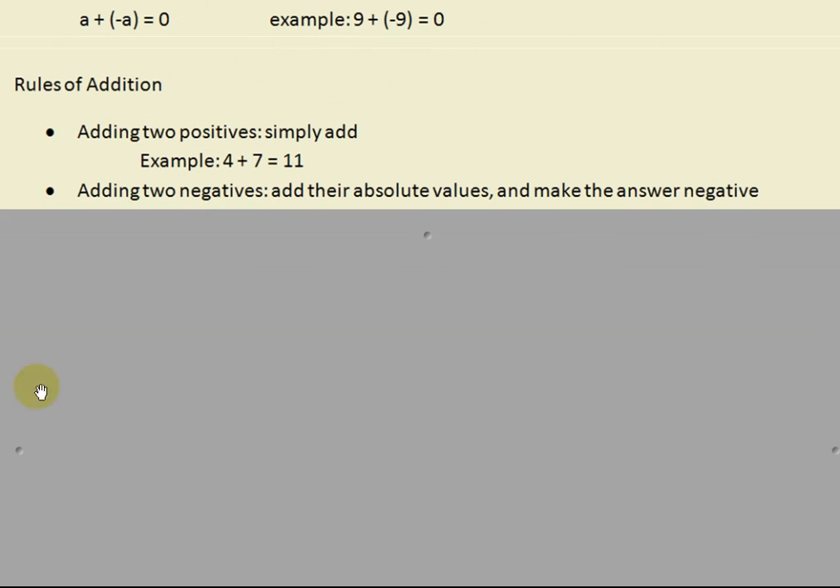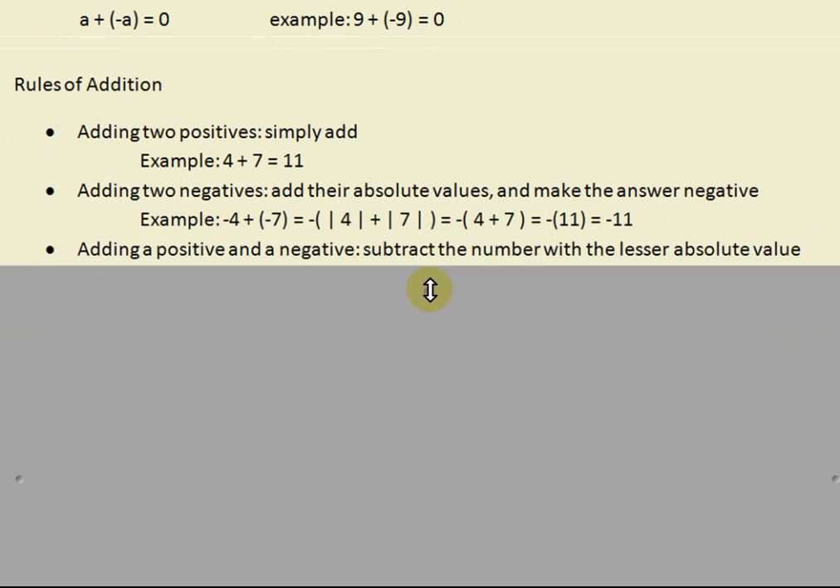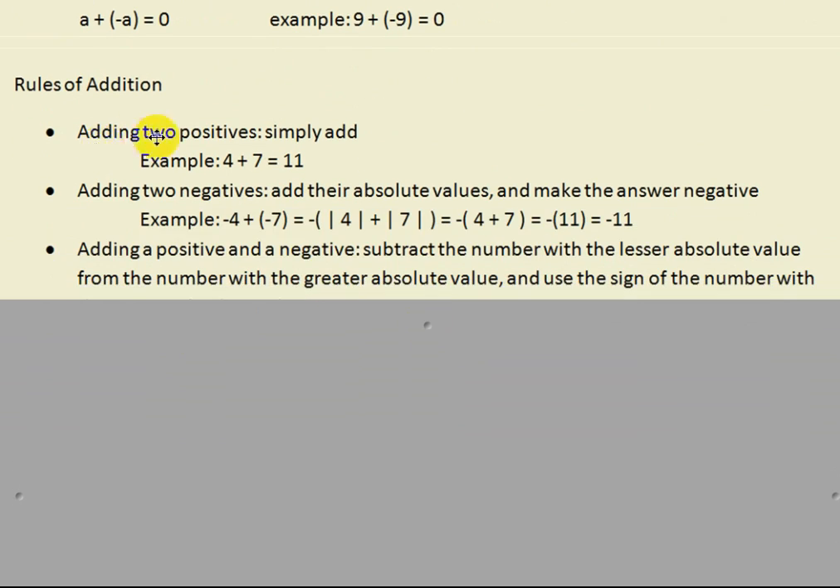So we have some rules of addition. Some are easier than others. If we're adding two positives, just add. This is the type of thing you've been doing since you were quite young. Adding two negatives is very similar to that. We can temporarily ignore the negative sign when we're adding two negatives.